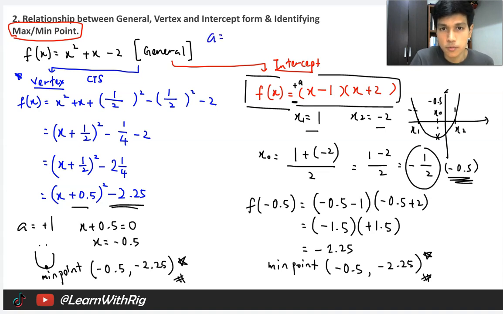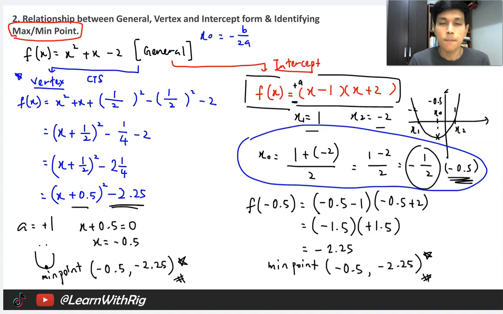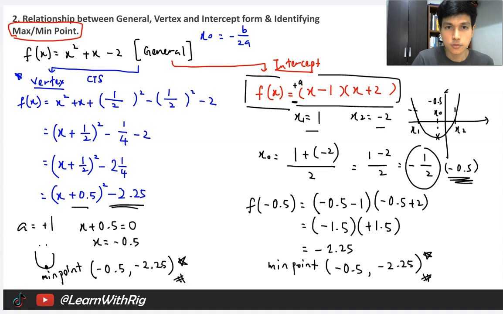a is equal to negative b over 2a. Remember this. Okay, so this is not the a value, this is the x value, the x value of the minimum or maximum point. Okay, so let's take this for example.